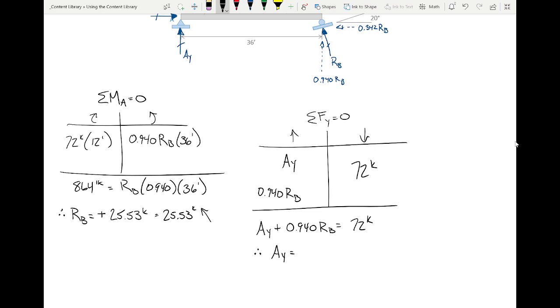25.53. So 0.94 times. Yeah, you can't forget that. That's a great point. The slope ratio is still there. So it's not 72 minus RB, it's 72 minus 0.94 times RB, or cosine 20 degrees times RB. So 48, do we got that?